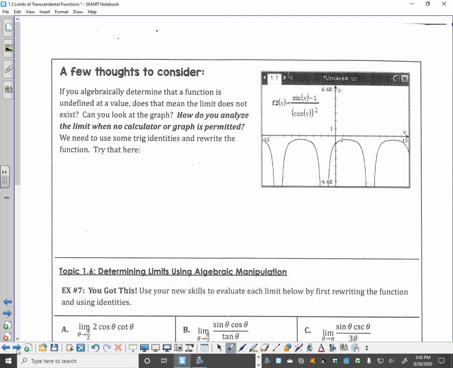So let's review. The three Pythagoreans: sine squared plus cosine squared equals 1. 1 plus tangent squared equals secant squared. 1 plus cotangent squared equals cosecant squared.